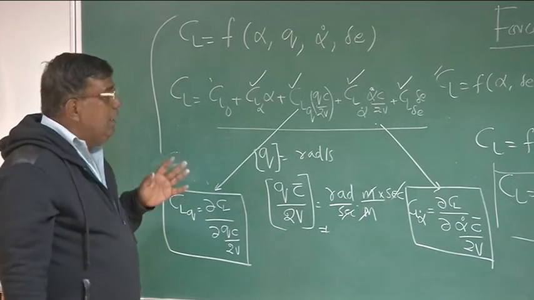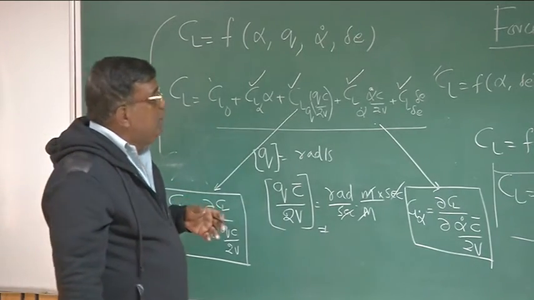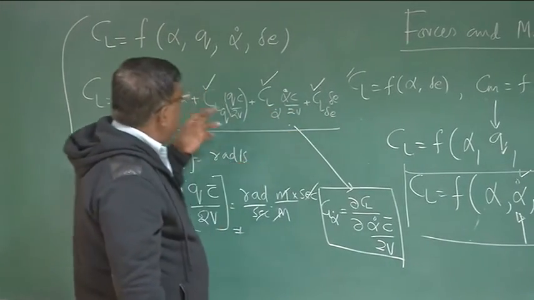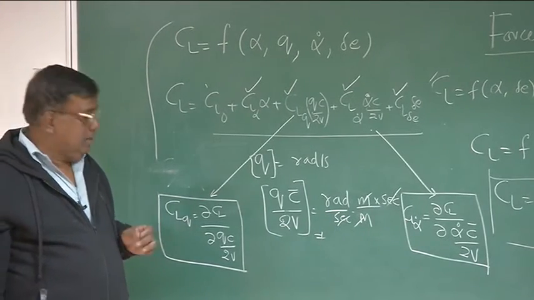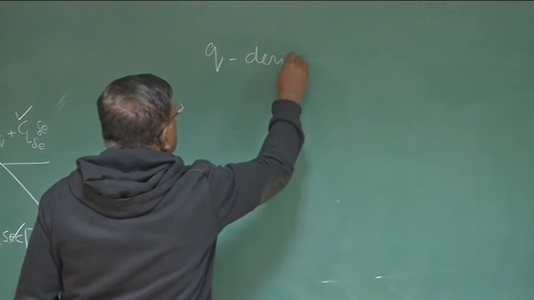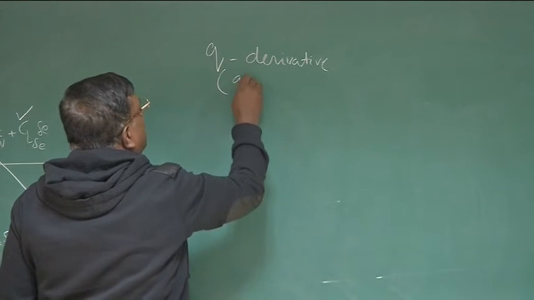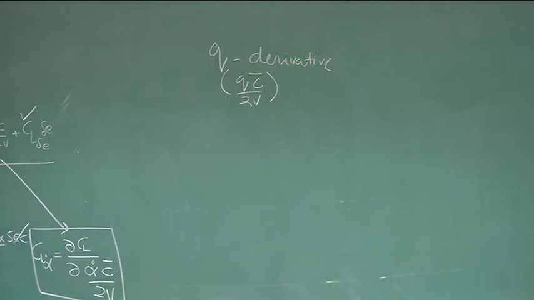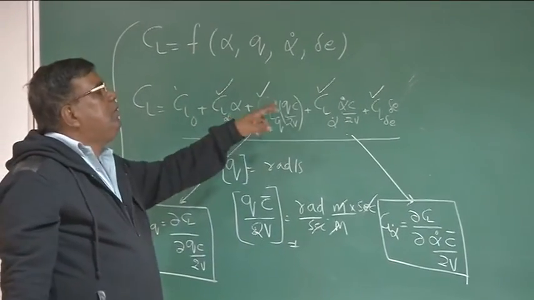That is the purpose of writing this in this fashion, and also to put in an effort to know: can I calculate CLQ, CL alpha dot, CL delta E, and all the derivatives based on the geometry of the airplane and the flight conditions? So let us focus on the Q derivative. When I write Q derivative, at the back of your mind, we are talking about QC by 2V, because this is non-dimensional. So let us see, will there be any CL because of Q or not?